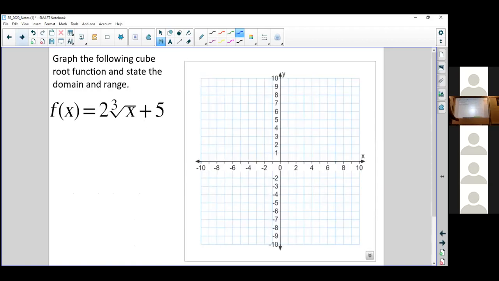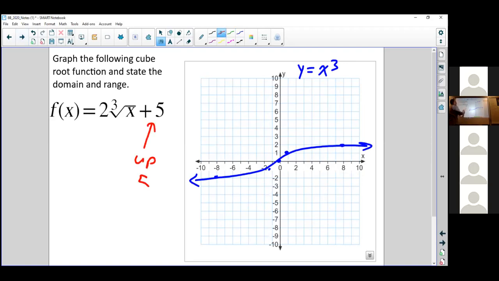All right, so first thing I want to do is graph the parent function. The parent function of this is x to the third. Okay, x to the third looks like this. That's my parent function. Okay, so let's modify with this. So this is going to move it up 5, and this is going to stretch it in the vertical direction by a factor of 2.